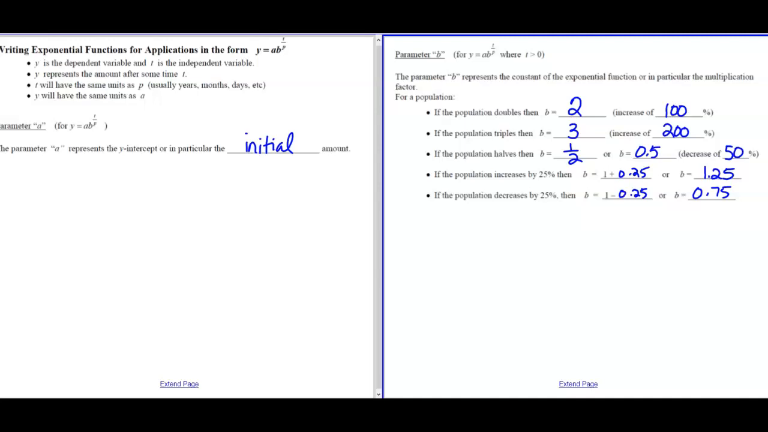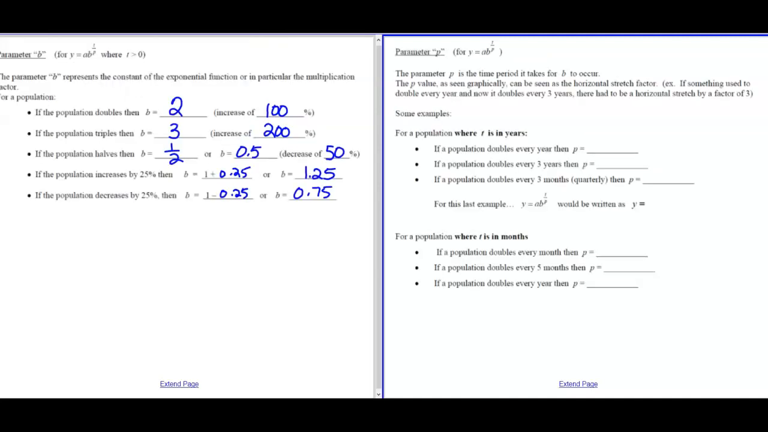So A is the initial amount, b tells you the multiplication factor, and p is the time period it takes for b to occur. So the time period it takes for that increase in population of 25%, or doubling the population, that kind of thing. The p-value can be seen graphically as the horizontal stretch factor. If something used to double every year and now it doubles every 3 years, there has to be a horizontal stretch by factor 3. That's what we did in the first example.